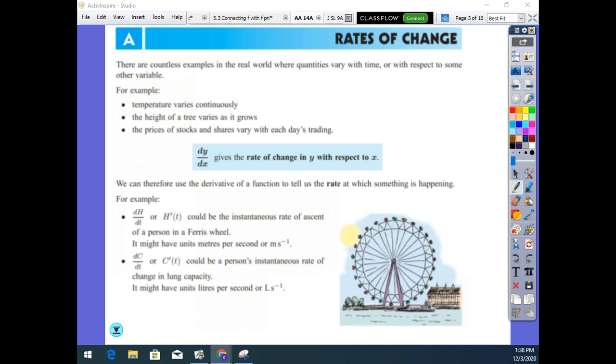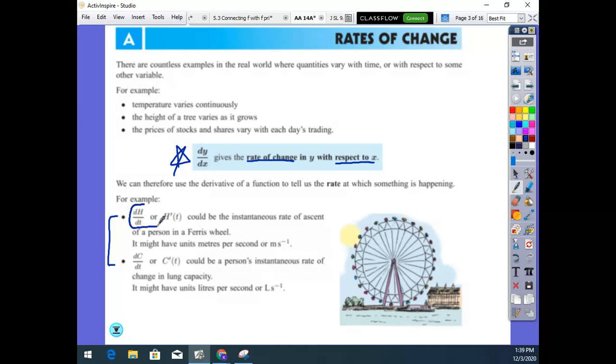Okay, so 14 is really the application of all or the word problems of derivatives. First of all, it's important to understand what the derivative actually gives us. What I wrote down was this: the dy dx, the derivative, gives the rate of change in y with respect to x. And then I just wrote down some general examples.